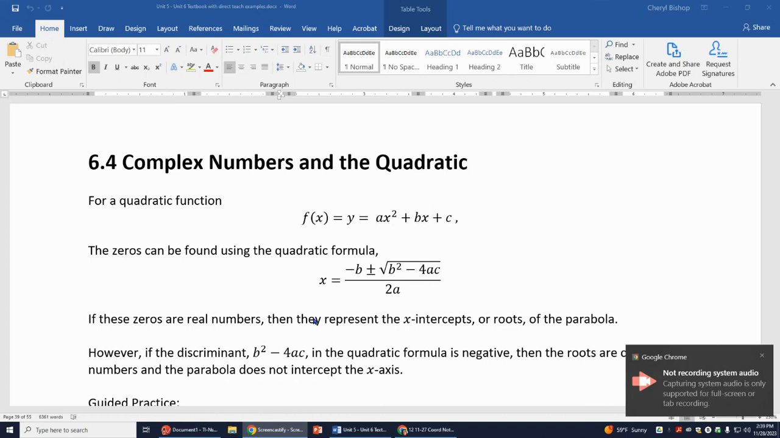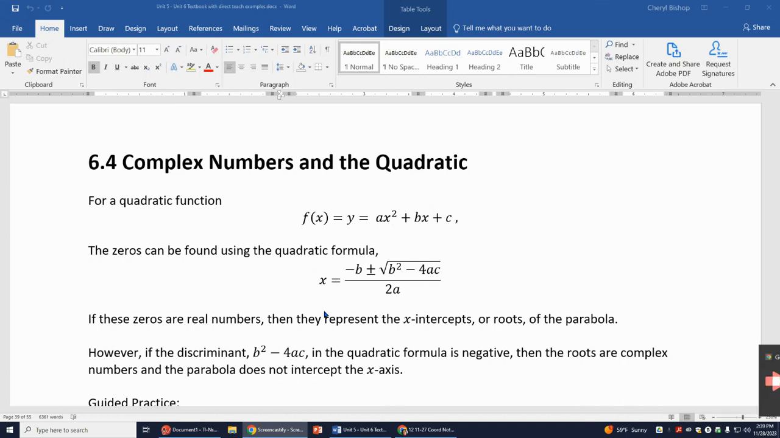Right, let's look at 6.4, complex numbers and the quadratic equation. For a quadratic equation, remember if we have f of x equals, or y equals, ax squared plus bx plus c, we can apply the quadratic formula to find the zeros: negative b plus or minus the square root of b squared minus 4ac, all over 2a. And remember, we actually worked that out; completing the square gets us to this formula.